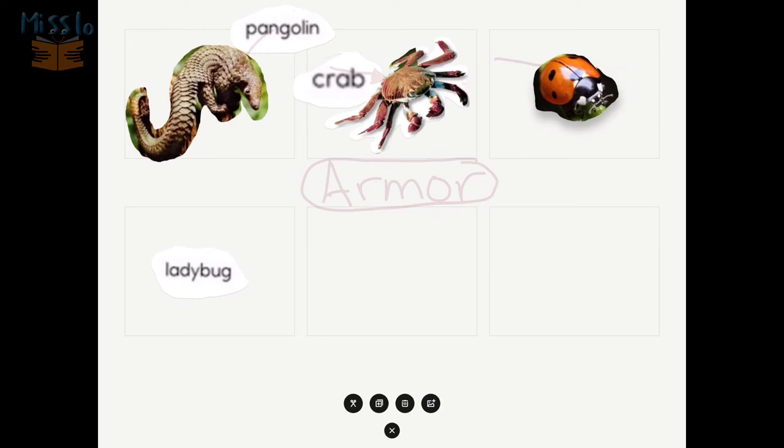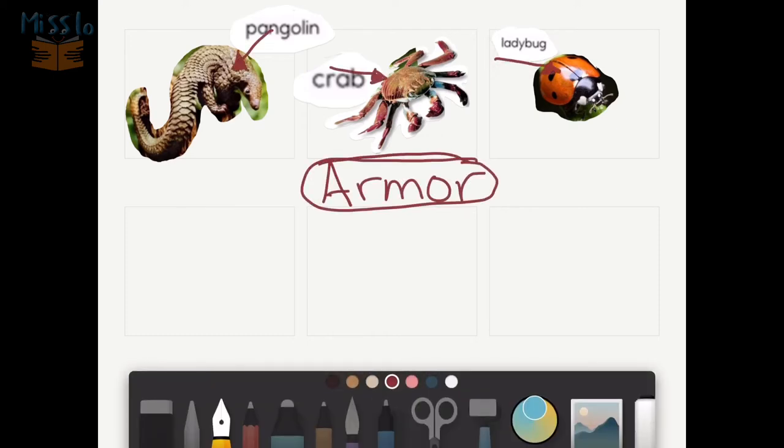And this is a very tiny, tiny bug animal. And its name is a ladybug. Okay, and he loves eating leaves. And we have a ladybug right here. Yeah. So ladybug goes with ladybug. There you go. So that's for our armor animals.